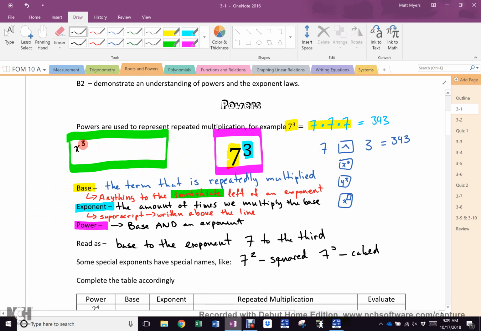X cubed means what? 7 cubed meant 7 times 7 times 7. So what does x cubed mean? X times x times x, right? Cool? Okay. X times x times x. 4 cubed means what? 4 times 4 times 4. Everybody still cool? Okay, now, here's where it gets weird. 4x cubed. What does that mean?